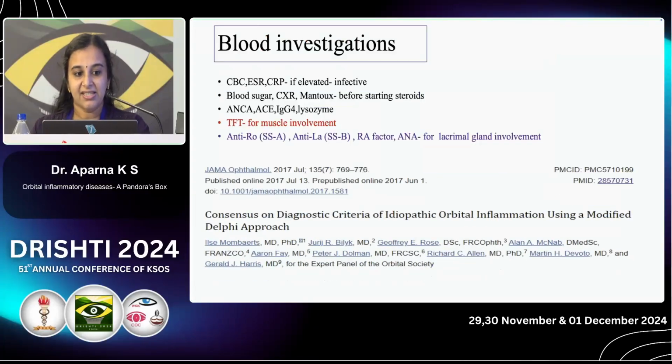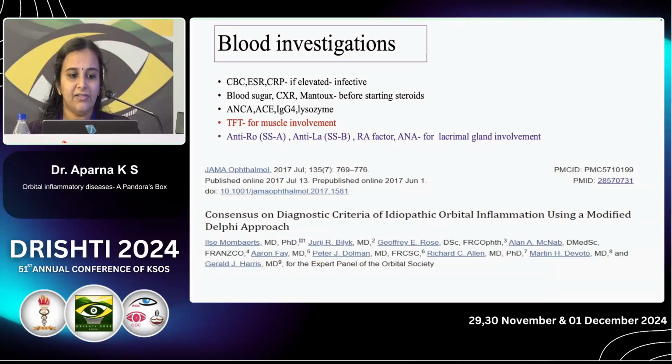Blood investigations: if there is elevated CBC, ESR, or CRP, we are dealing with an infective etiology. Then before starting steroids, we have to do blood sugar levels and rule out tuberculosis, especially in endemic areas like our place. Then we have to do ANCA, ACE, then IgG4 disease.